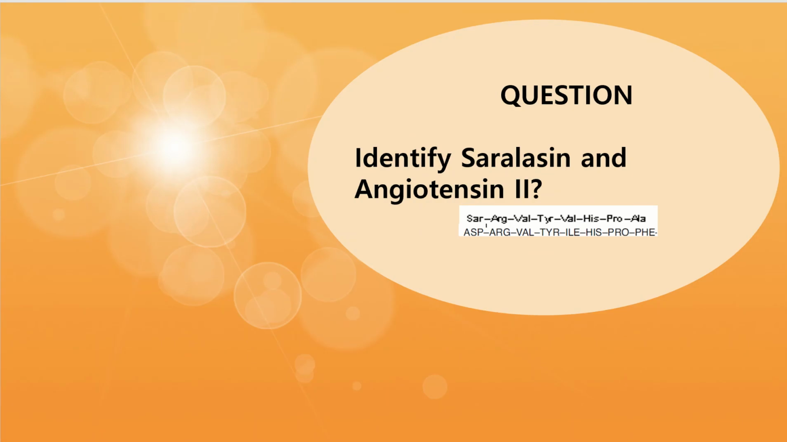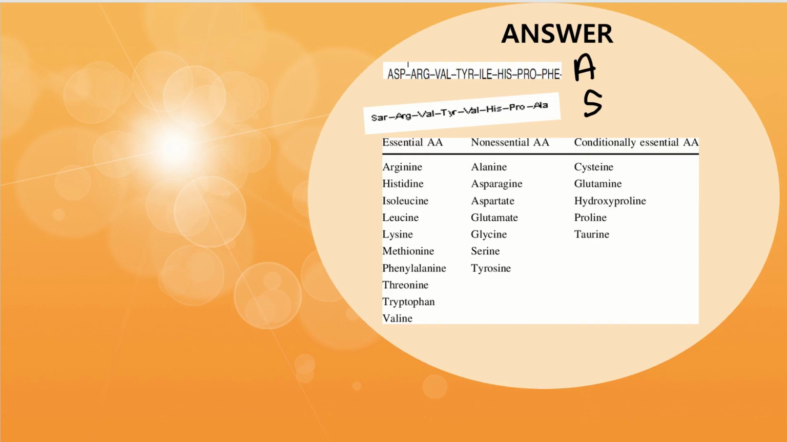All right, so we have another question. Identify saralasin and angiotensin 2. So we have the list of both our octapeptides there. Can you identify which is saralasin and which is angiotensin 2? Well, if you had A representing angiotensin 2 and S representing saralasin, then you would have been correct.